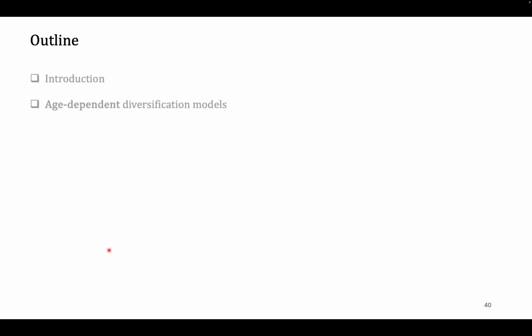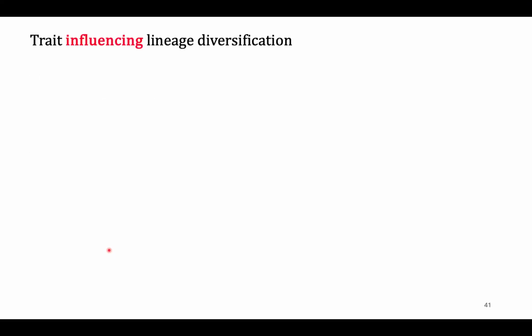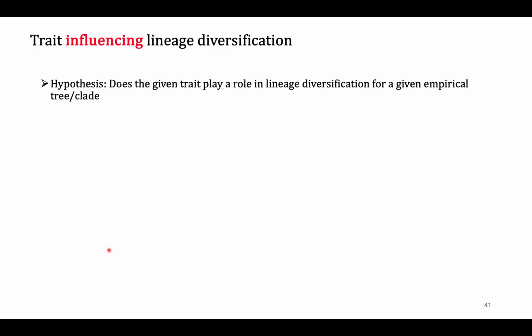I'll go to another class of model that's slightly different, but still using the same concept. This is the trait-dependent diversification model. So far, we haven't incorporated species age to play a role in your rates. Now we want to incorporate the inherited traits from your species to affect your speciation, extinction, and so on. So let's imagine you have this hypothesis: does the given trait play a role in lineage diversification for a given phylogeny or empirical tree?